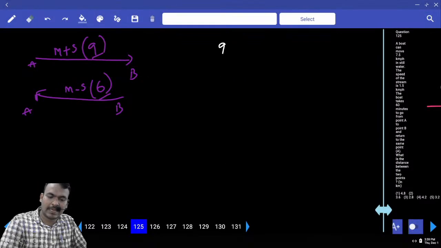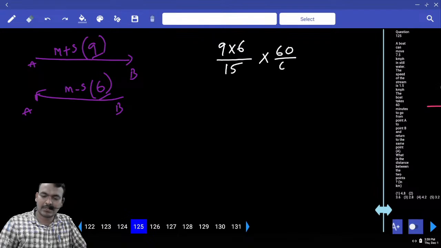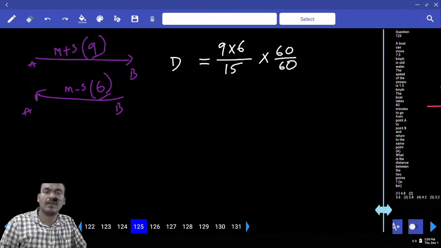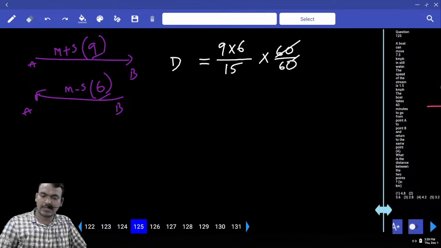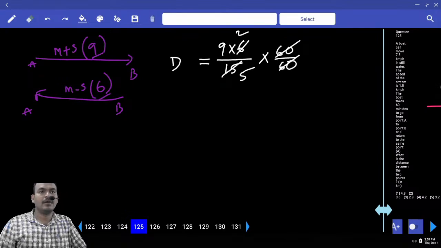Okay, what is the product of these speeds? First one is 9, second one 6. What is the sum of these speeds? 15 into what is the total time? 60 minutes. 60 by 60, or not? Yes or no? That is equal to distance value or time value? Distance value. 60 and 60 cancel. 3 how many times? 2. 3 how many times? 5. 18 by 5, or not? 18 by 5 means 3.6 kilometers, or not? Yes or no?